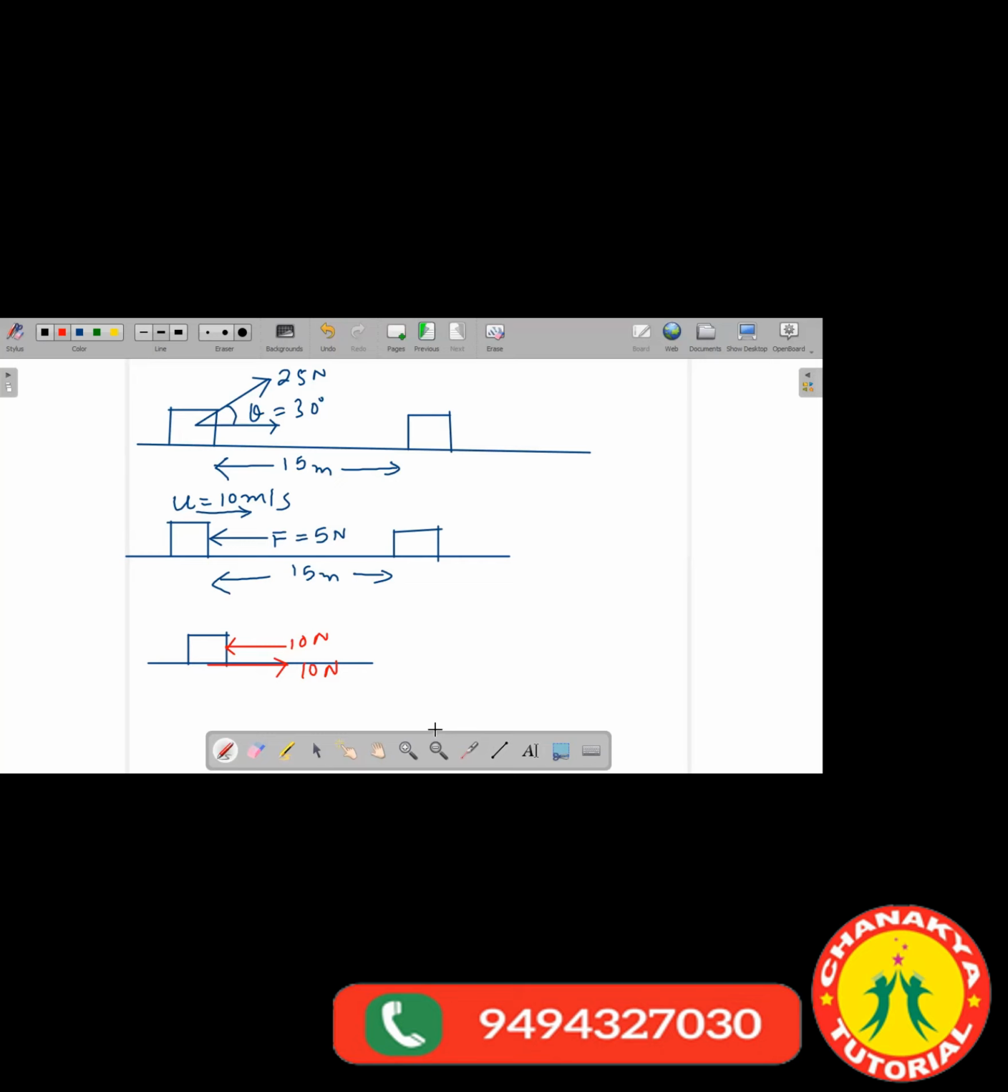What's the answer for the first one? 318.75 joules. Okay, I'm writing your answer, I'm not checking. What's for the second one? I know the third one is 0. Okay, the third one is 0.